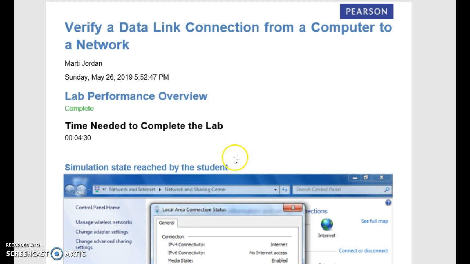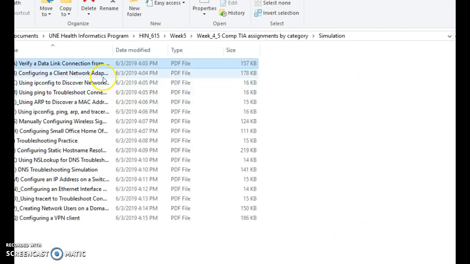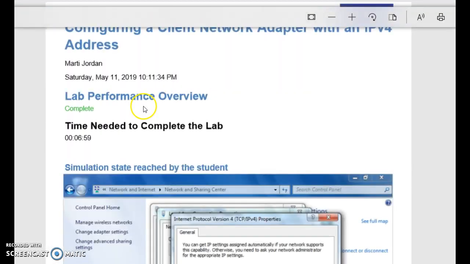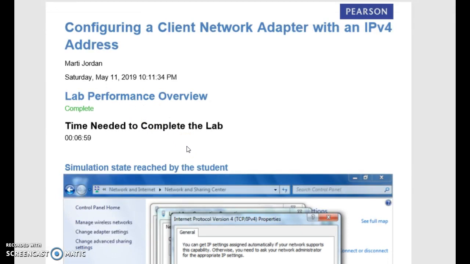So I did this one, verifying a data link, and I did it. I actually did pretty good on that. That one took me 4 minutes, and I completed it. And then I did this one, and I figured out how to do that one, and I completed it, and that one only took me 6 minutes.